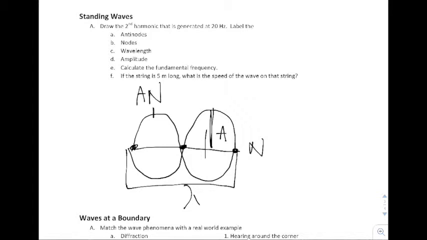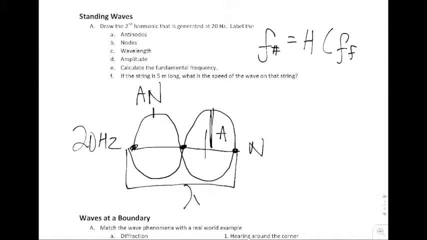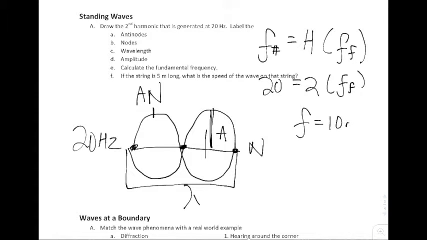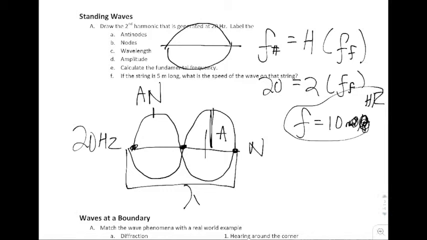And then it says to calculate the fundamental frequency. So this whole thing happens at 20 hertz. And what I can say is that the frequency of some harmonic is equal to that harmonic number times what's called the fundamental frequency. So in this case, I have the second harmonic at 20 hertz. So because of that, I can figure out what the fundamental frequency is, and I can predict that it's going to be at 10 hertz. Okay, whenever I look at 10 hertz, that is where I would look for the first harmonic, which would be something that looks like this, just one bump.